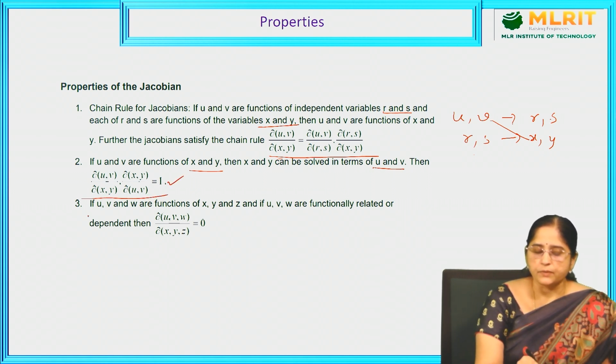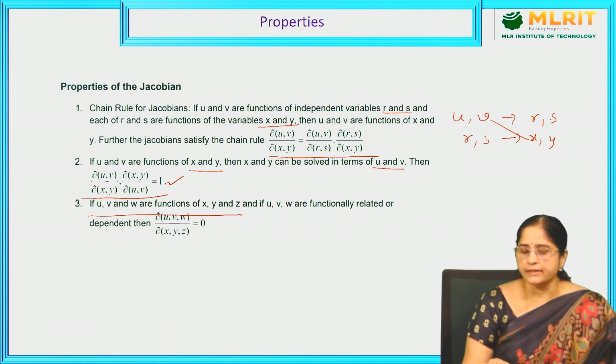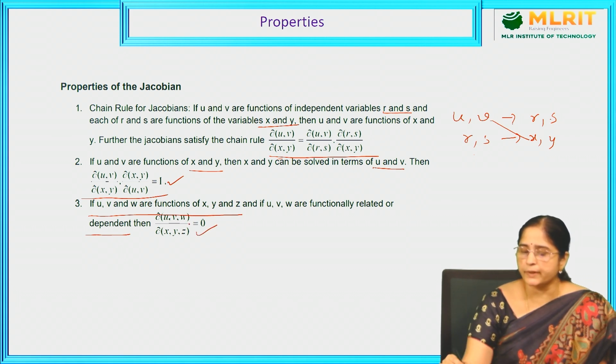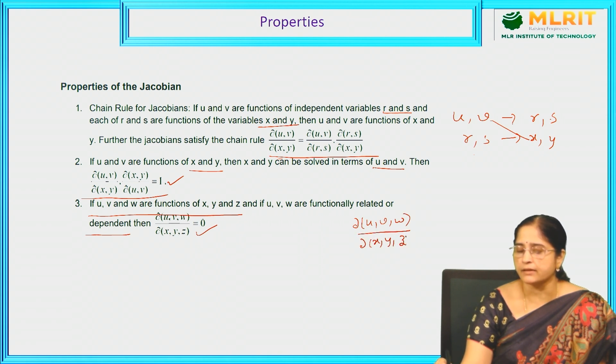If u, v, w are functions of x, y, z, and u, v, w are functionally related or functionally dependent, the Jacobian is 0. If the Jacobian ∂(u,v,w)/∂(x,y,z) is 0, we can say that those u, v, w are functionally dependent. Functionally dependent means there is a functional relation between u, v and w. Suppose the Jacobian is not equal to 0, we can say that these are functionally independent.